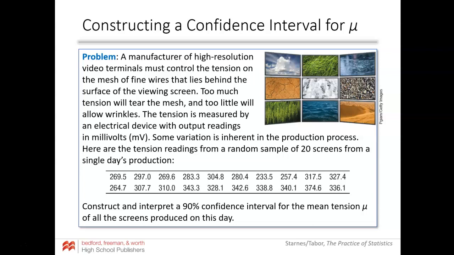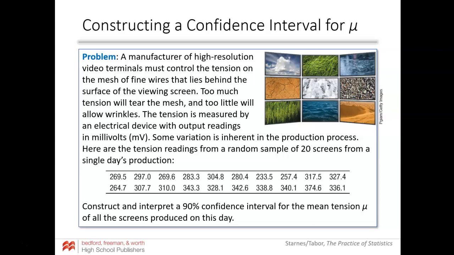A manufacturer of high-resolution video terminals must control the tension on the mesh of fine wires that lies behind the surface of the viewing screen. That's fascinating, but that sounds scary. Too much tension will tear the mesh. And here's the MV thing, guys. I see what happened. They have some cut and pasting happening, so I gotta fix that. The tension is measured by an electrical device with output readings of millivolts. I should have known that was millivolts. Some variation is inherent in the production process. Here are the tension readings for a random sample of 20 screens.